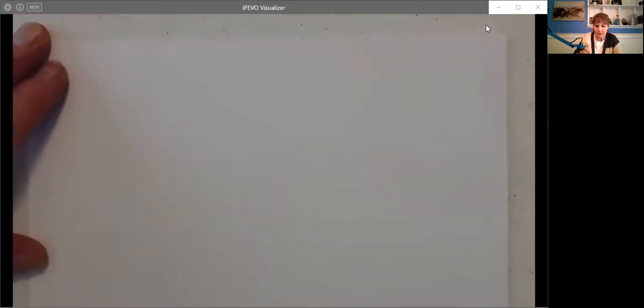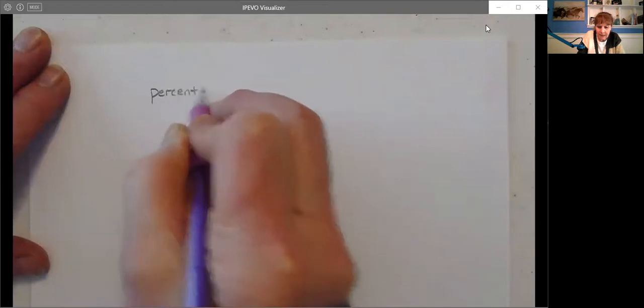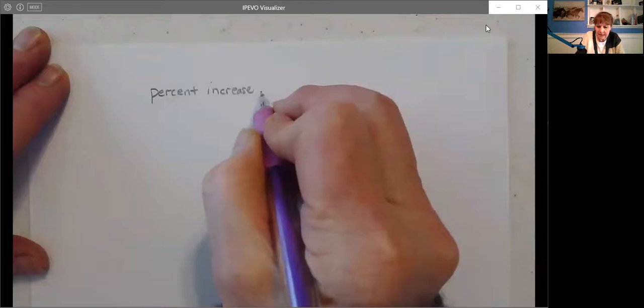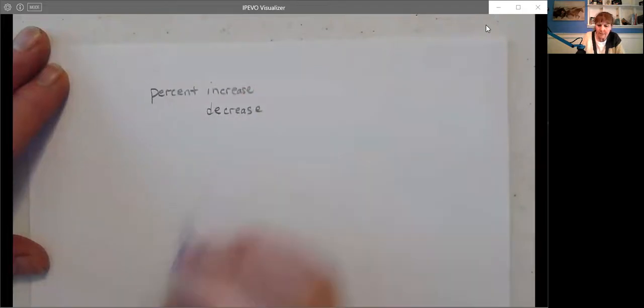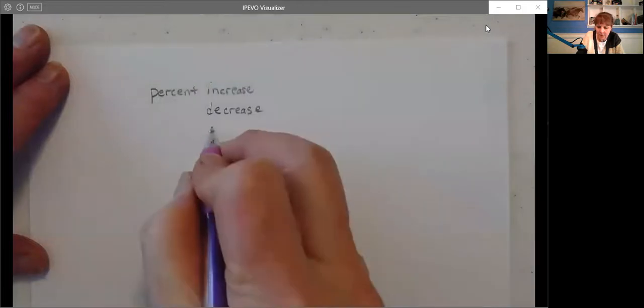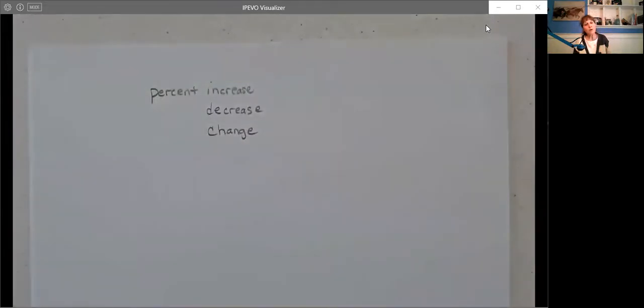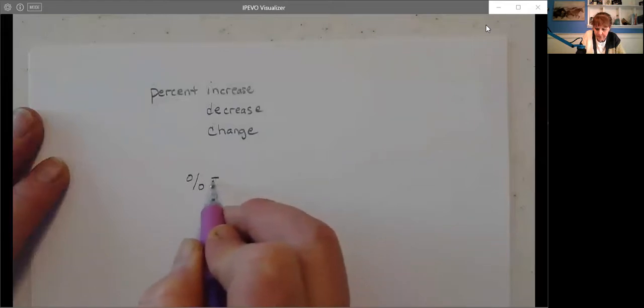Okay, so in section 7.5, we're going to be dealing with what's called percent increase. We're going to find a percent increase or a percent decrease. And there are sometimes, I'm not sure about this book, I don't think so, but they'll talk about a change, a percent change. Because we'll be finding a percent in this section, we're going to be using that percent template. So here we have percent.